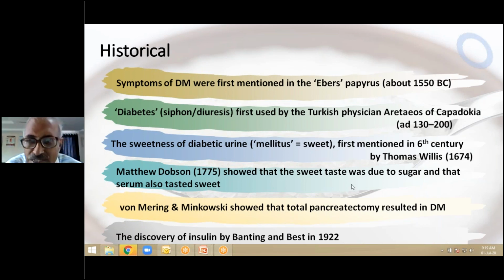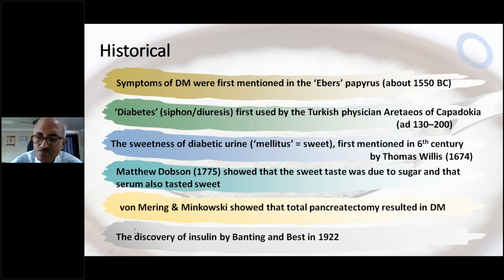Matthew Dobson showed that the sweet taste was due to sugar, and that serum also tasted sweet. Von Mering and Minkowski showed that it is the pancreas that is mainly involved. All these days people were thinking it was the kidney that was in trouble, siphoning all the sugar out of the body. But they did a pancreatectomy in dogs, and it resulted in a disease similar to diabetes. So the connection between the pancreas and diabetes was first described by Von Mering and Minkowski. And all of you know the discovery of insulin by Banting and Best in 1922. From there onwards, it is modern history.